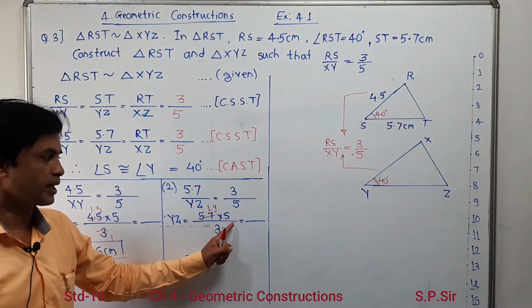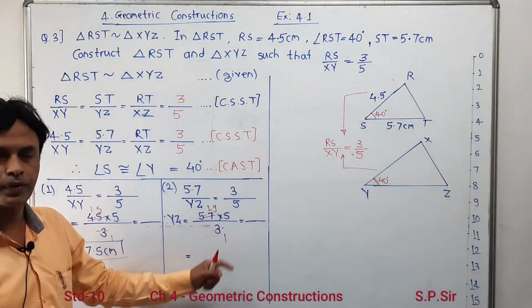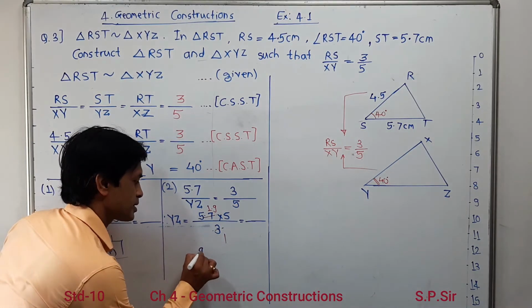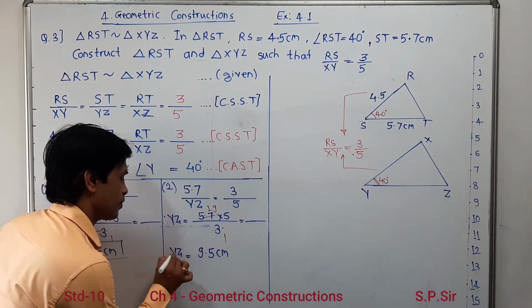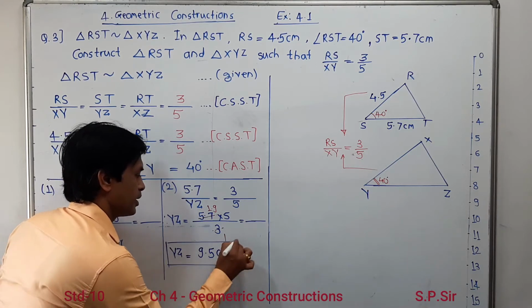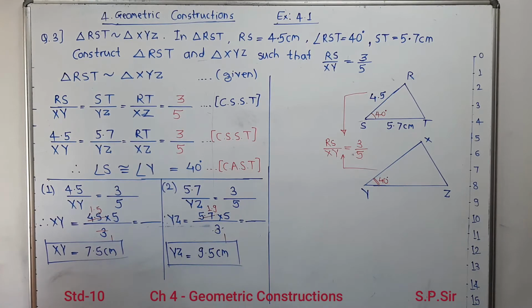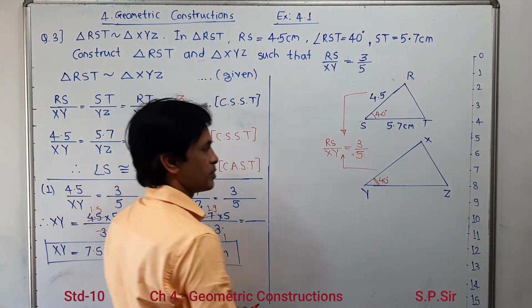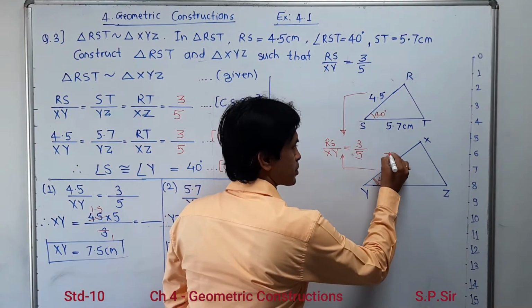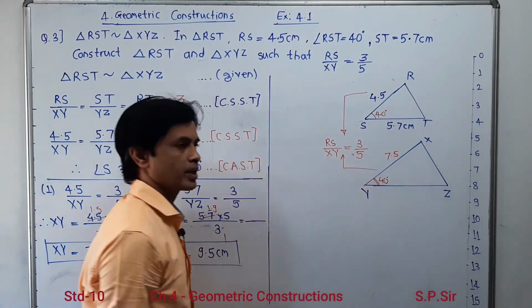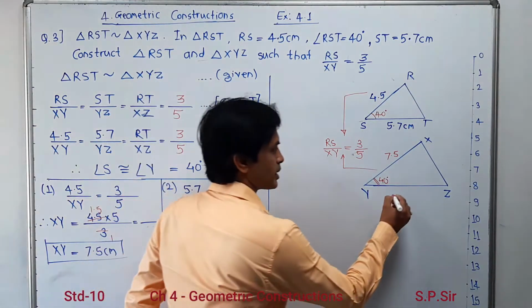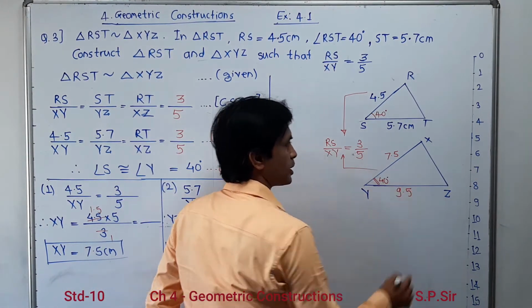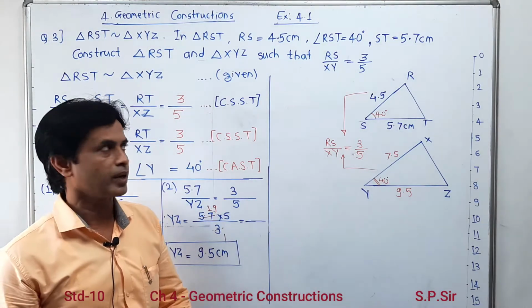So 1.9 into 5, that becomes 9.5, which means 9.5 centimeter, and that is the value of your YZ. So remember it carefully. You are able to get all the parts over here. According to your diagram, your XY is 7.5, which means your XY that you are supposed to draw is 7.5. And next, YZ is 9.5. In this way, we are going to draw two triangles first.